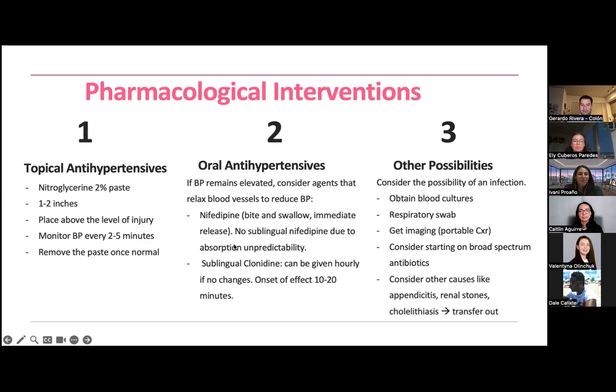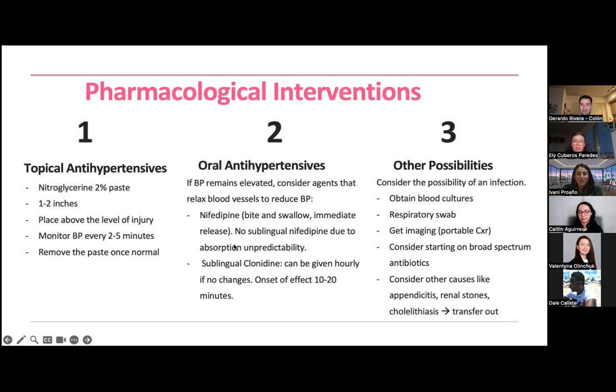But at the same time, placing it above the level of injury opens up a lot of options for where you could place a nitro paste if they have a lower injury. So if they have a T6 injury, that's the xiphoid process. Essentially, you could put the paste on the chest or on the forehead, but you have to remember that you placed it there. So you have to remember to remove it.